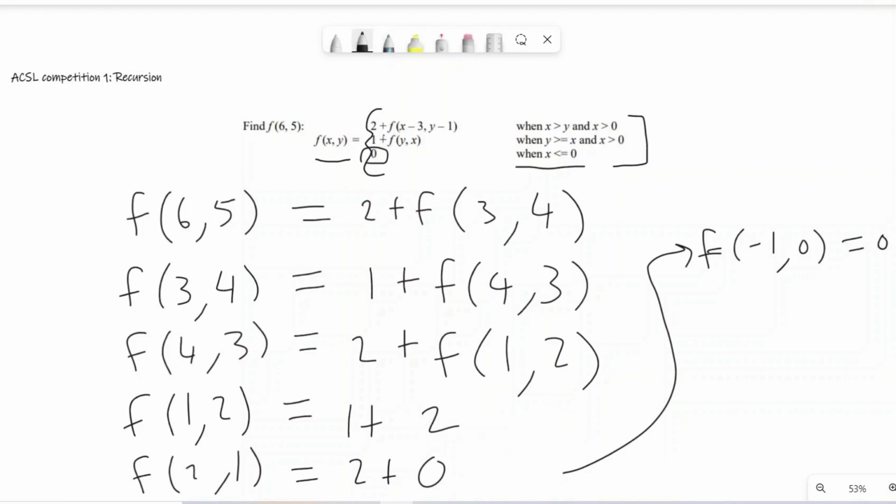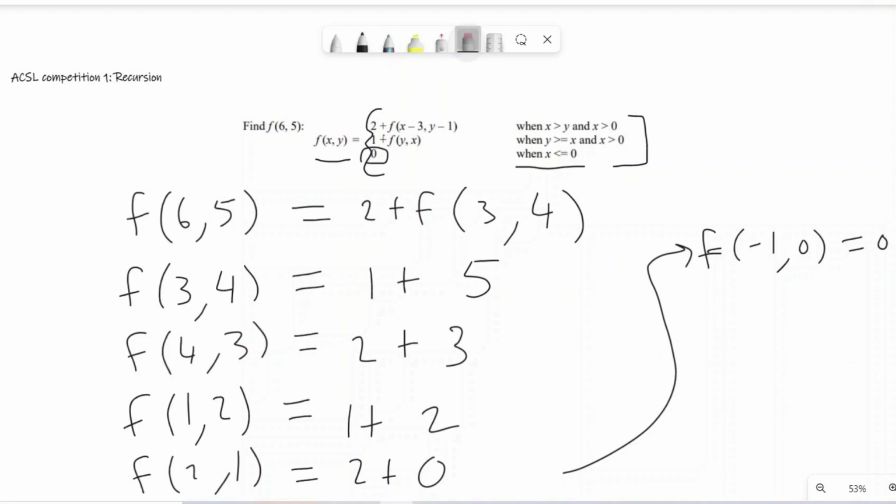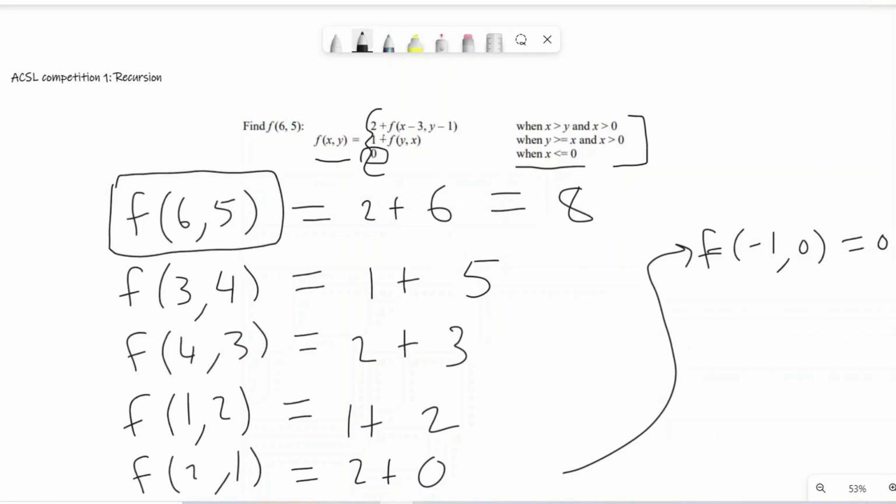1 plus 2 is 3, so f of 1, 2 is 3. F of 4, 3 equals 5, since 2 plus 3 is 5. And then f of 3, 4 finally equals 6. So we put a 6 there, so our final answer equals 8. So f of 6, 5, which was the problem, equals 8, and that is the solution.